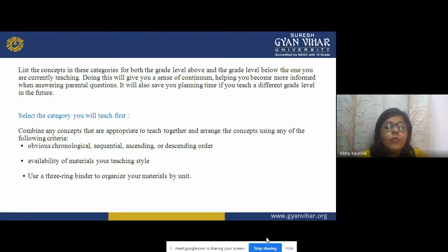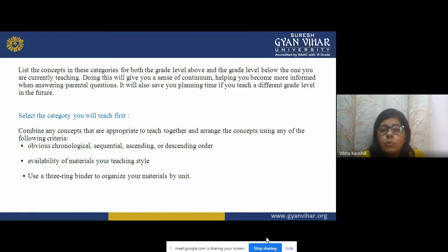Select the category you will teach first. Now, you are making a list in the categories. Select the category which you are going to teach to the students first. Combine any concepts that are appropriate to teach together. Now, what is that? Means while you are planning your lesson plan, you have to sit and plan which concepts can be appropriately taught together, and arrange the concepts using any of the following categories.